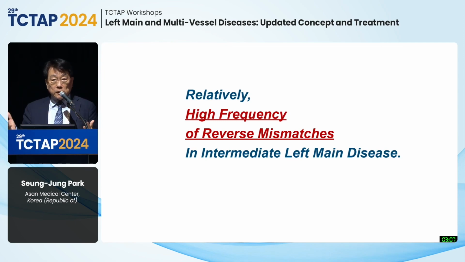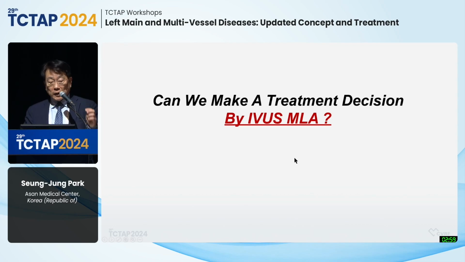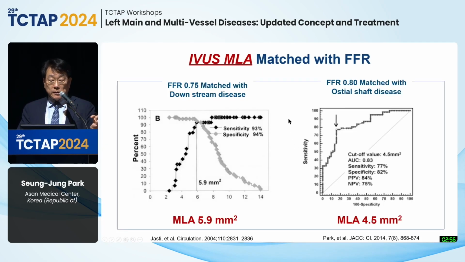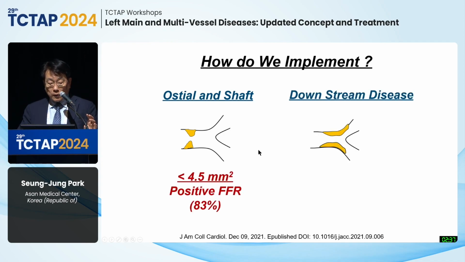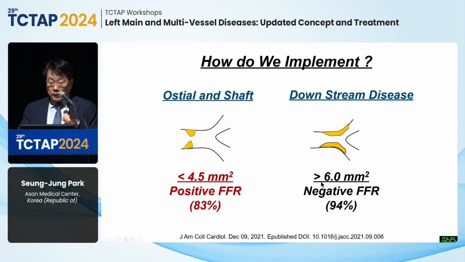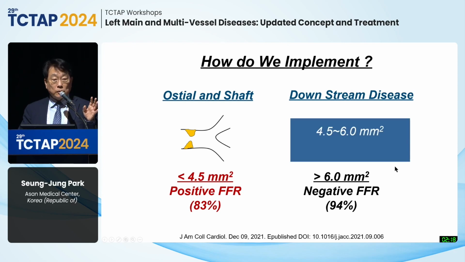The reason why is a big jeopardy myocardium, and there are some unrecognized region-specific abnormalities that may relate to it. Can you make a treatment decision by ischemia for left main disease? Ischemia matched with FFR. This is relatively old data, 6 millimeter scale matched with 0.75 FFR. This is our data, 4.5 millimeter scale. So anyway, we do implement this cutoff value of 4.5. Less than that, ischemia positive FFR is 83%, very strong positive sensitivity. If the region had a downstream disease more than 6 millimeter scale, it's a negative FFR, 94% negative predictability, very high. Between the two, we have to consider FFR for the treat or not treat decision.